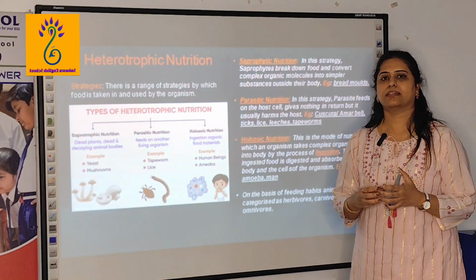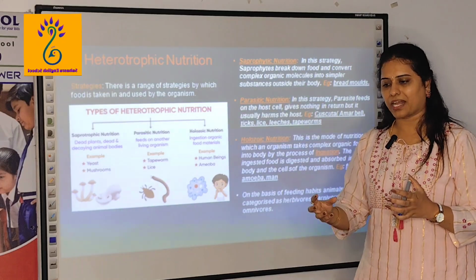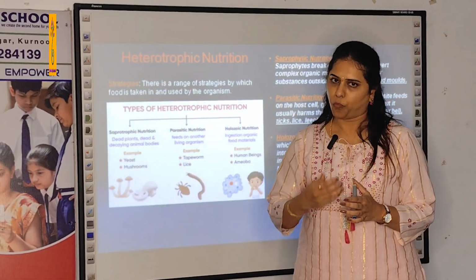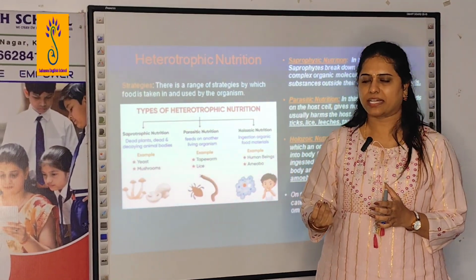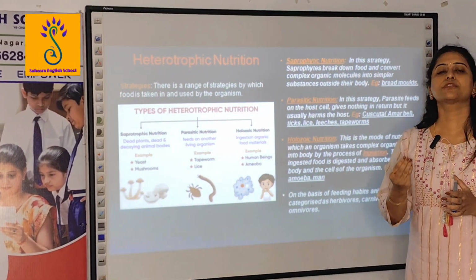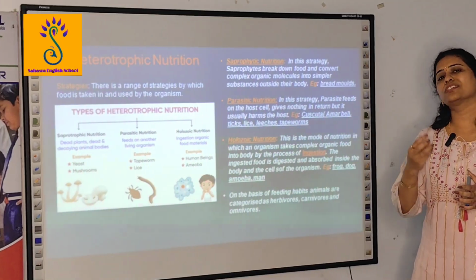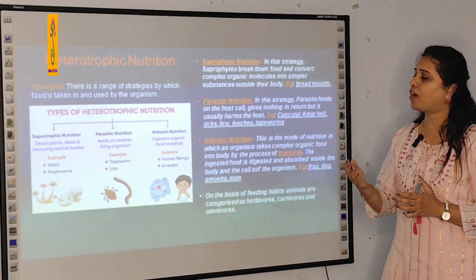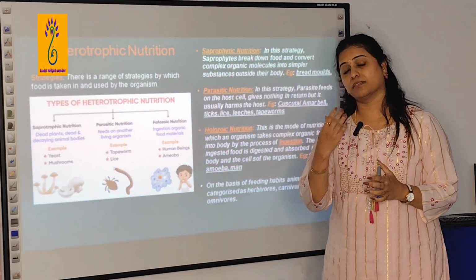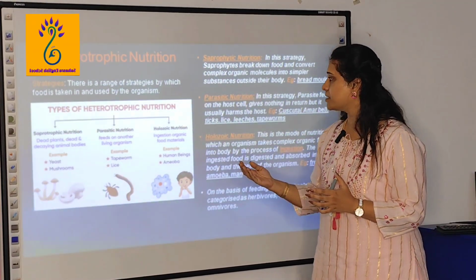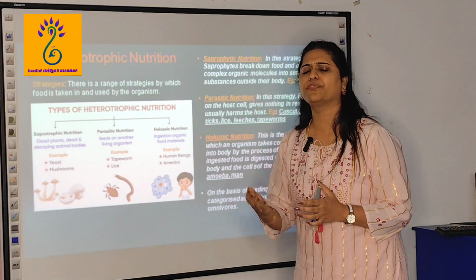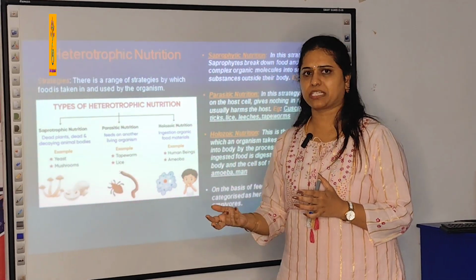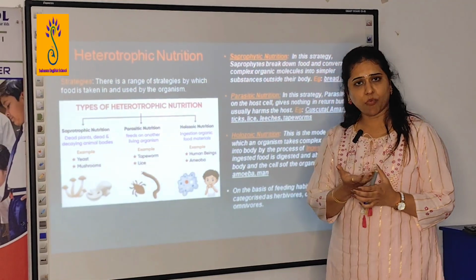These organisms break up the compounds into simpler ones outside the body. Mostly these are tiny organisms. They break up these complex substances or compounds into simpler ones outside the body. These are scavengers, or what you can say, decomposers. Mostly saprophytes feed on dead and decayed substances.